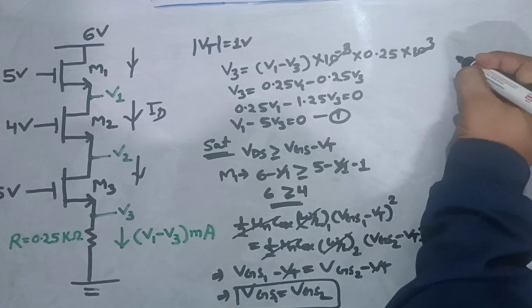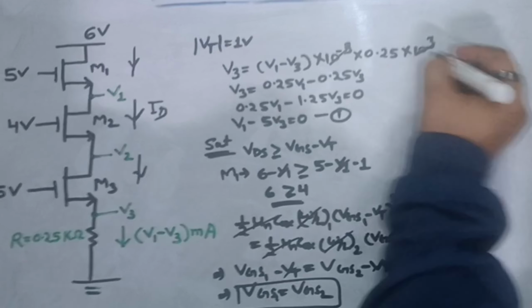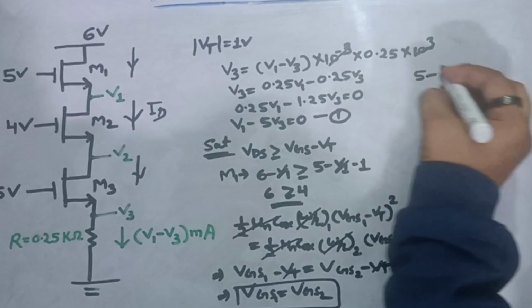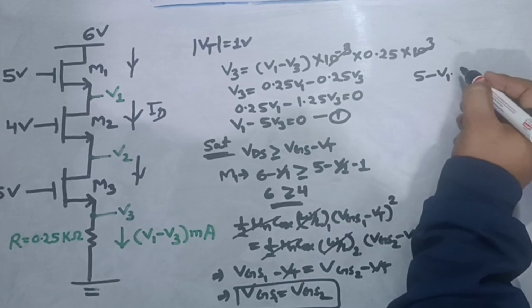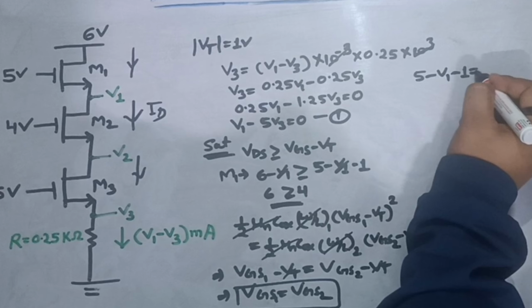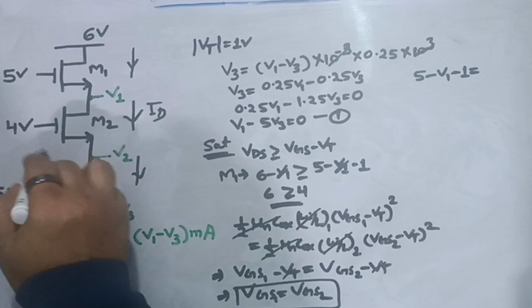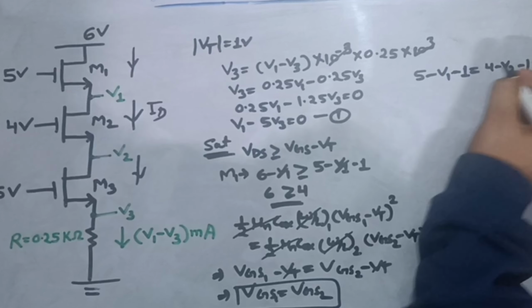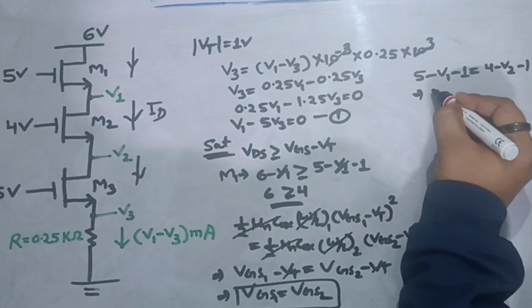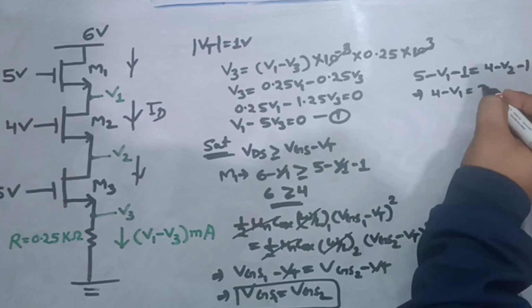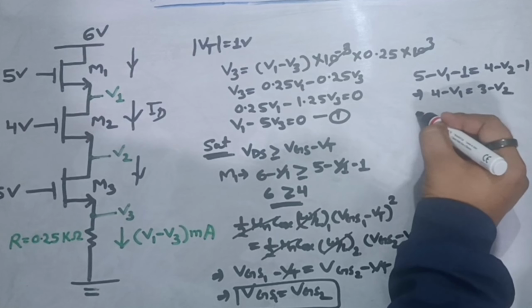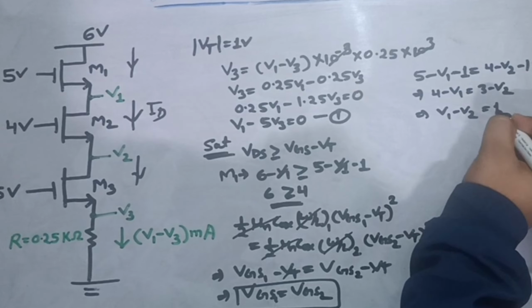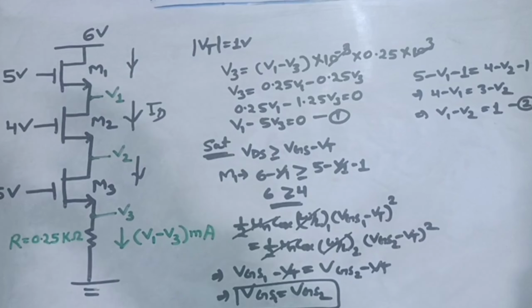So I can write it as VG minus VS for MOS M1: 5 minus V1. Let's take Vt also. Vt is 1 volt. This should be equal to VGS minus Vt of MOS M2, which is 4 minus V2 minus 1. So that means 4 minus V1 should be equal to 3 minus V2, and V1 minus V2, if I bring this term here, should be equal to 1. So this will be my equation number 2, right?